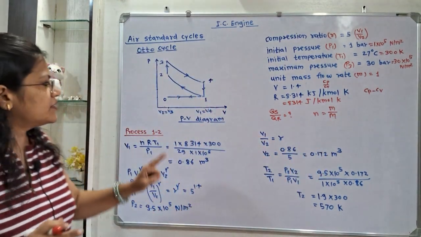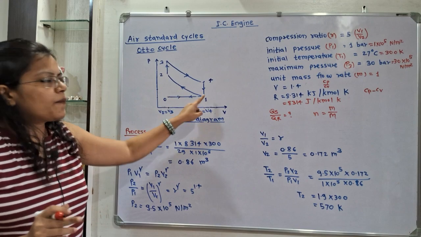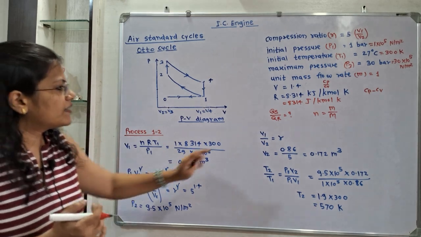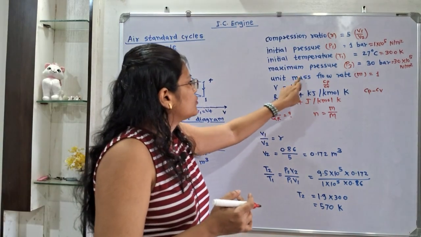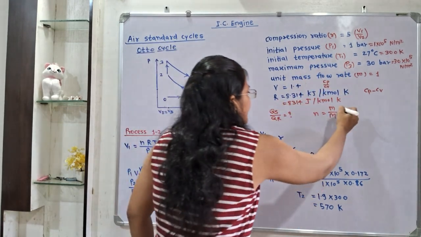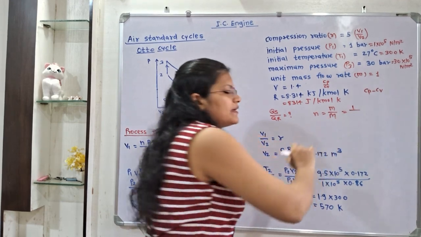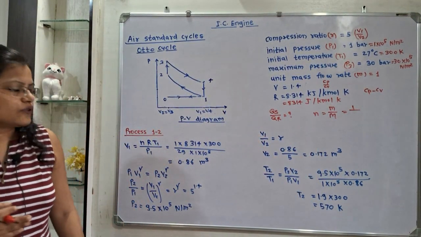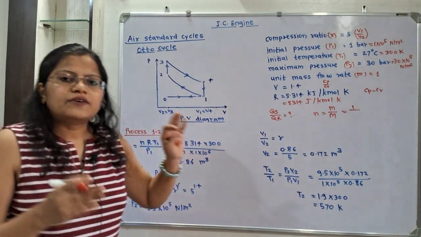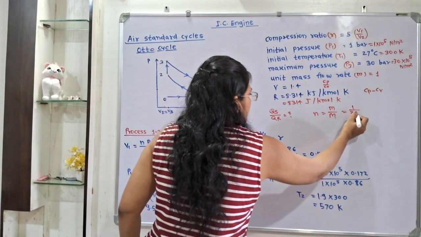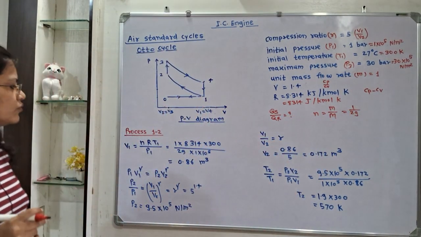Here air is the medium used for the compression, which is mentioned in the question, where this small m is known as mass flow rate, which is unit, that is m is equal to 1. And what about the capital M? Capital M is the molecular weight. For air it is equal to 29. So small n is equal to 1 by 29, which we have to use.